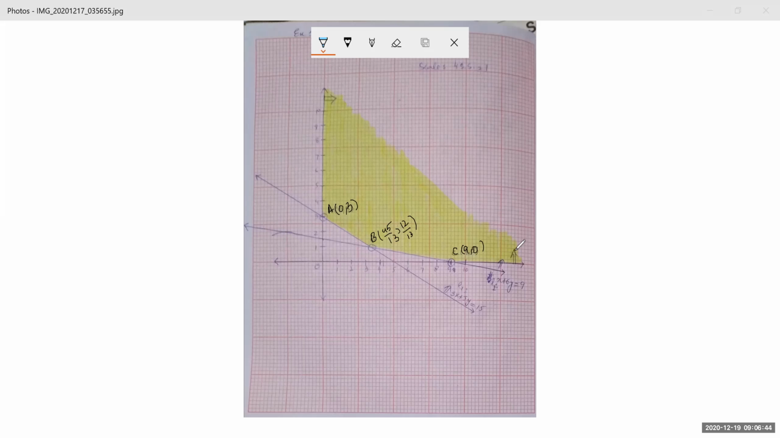Here, this arrow mentions y greater than or equal to 0. This arrow mentions x greater than or equal to 0. And this is the collective solution region of all the 4 inequalities. And this is the corner point A. This is the corner point B. This is the corner point C. And that's it.